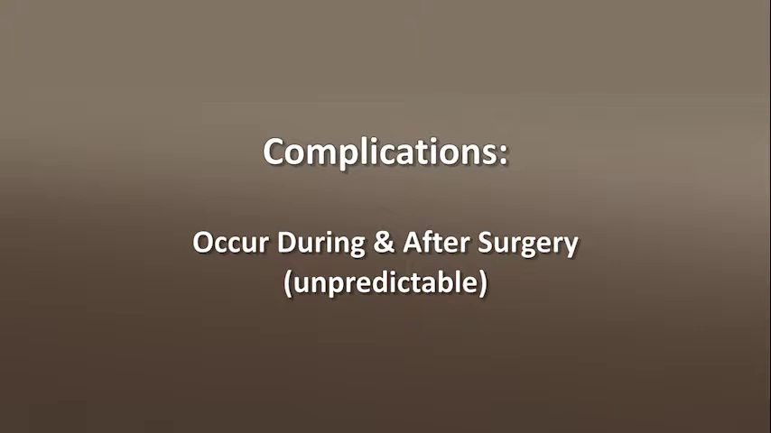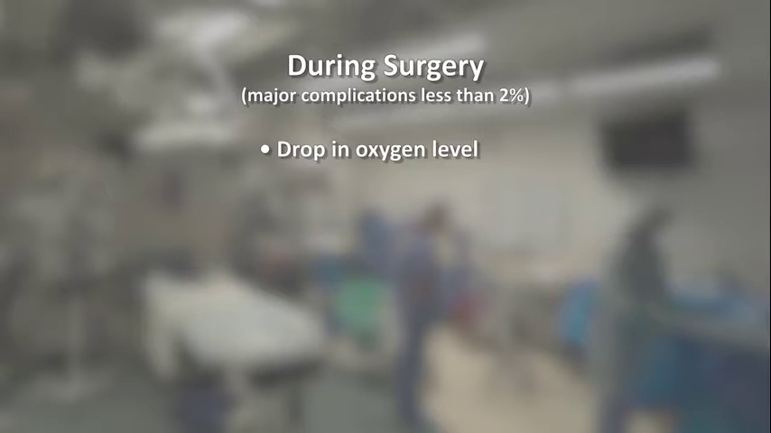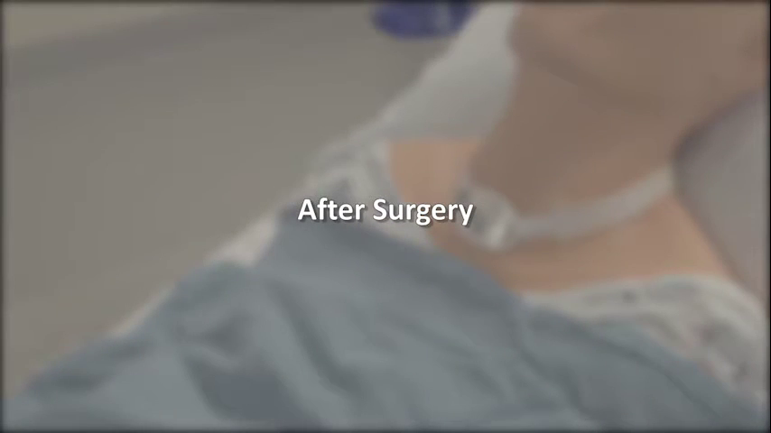We will review two types of complications of tracheotomy: the complications that occur during surgery and those that occur after surgery. With any surgical procedure, unexpected events can happen. Severe intraoperative complications from tracheotomy procedures are uncommon, less than 1.4% in one large multi-center U.S. study, but they can be life-threatening. These include a drop in the oxygen level during anesthesia, stroke or heart attack, a punctured lung, significant bleeding, or even death.